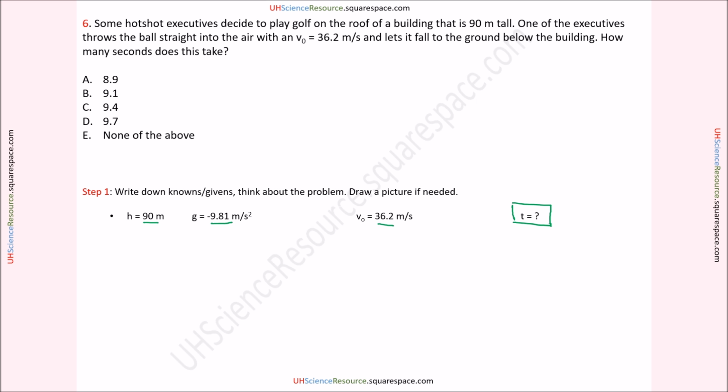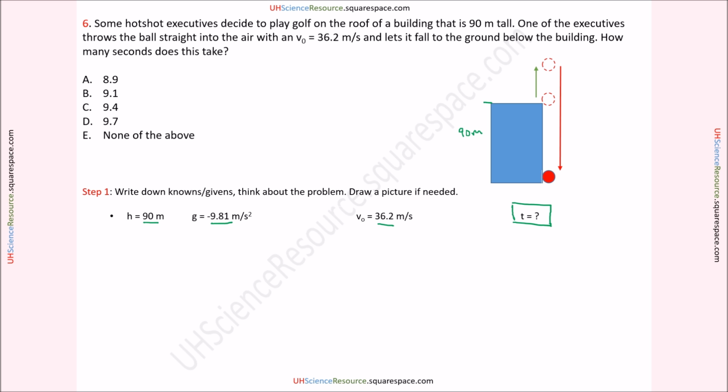So let's try to illustrate this with a picture. We can see that at first the ball is going to be on top of the building that is 90 meters tall. It's going to travel up until some point in which gravity is going to stop the ball and make the ball then start falling down toward the ground. And so then it travels downward toward the ground until it finally hits the ground, and we're trying to figure out how much time this all took.